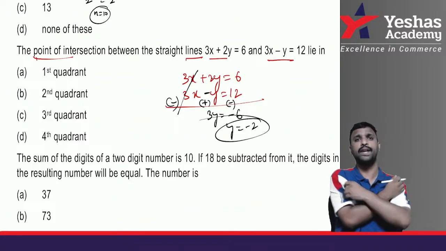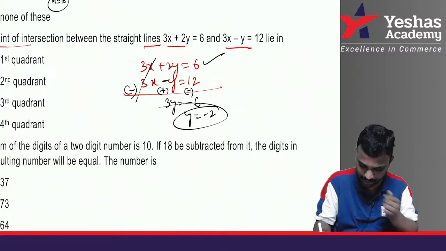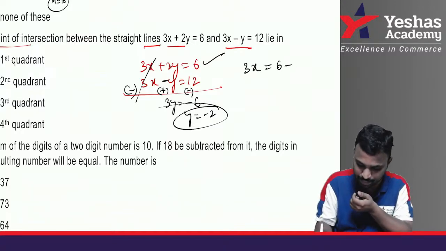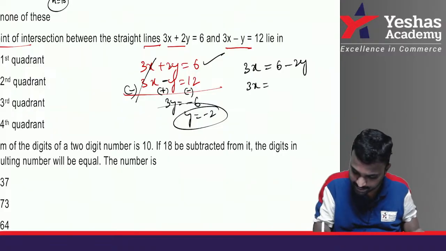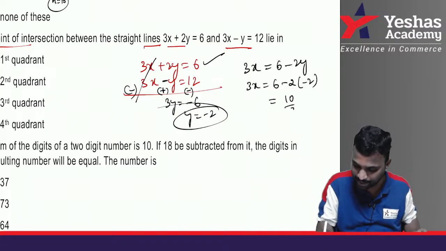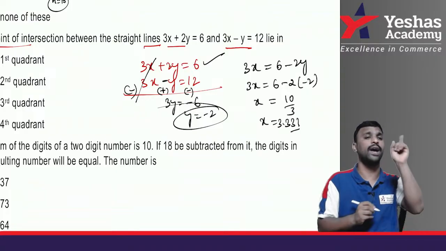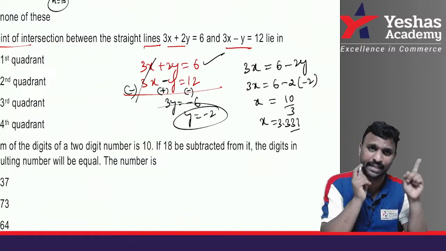Substituting y is equal to minus 2 in any of the two equations, let me substitute in the first equation itself. 3x is equal to 6 minus 2y, because 3x plus 2y is equal to 6. So 3x is equal to 6 minus 2 into the y value, which is minus 2. So it becomes 6 plus 4, which is 10 by 3. So the x value becomes positive 3.333, and the y value is negative. See which quadrant has x positive and y negative? It is in the fourth quadrant.